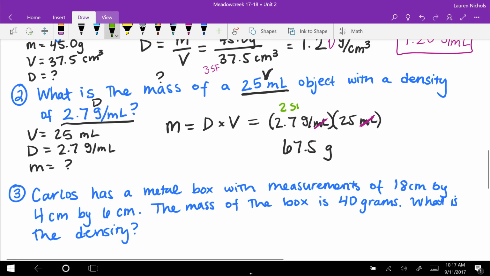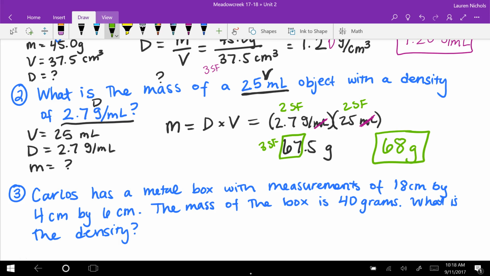2.7 has 2 significant figures. 25 has 2 significant figures. So my answer should only have 2. Right now, though, it has 3 significant figures. So what we do is we look at our first 2, 67, and we say, does the 0.5 make 67 round up or stay the same? Now remember, the rules for rounding, if it's 5 or higher, we round up. If it's less than 5, it stays the same. So my final answer will be 68 grams. Well done.